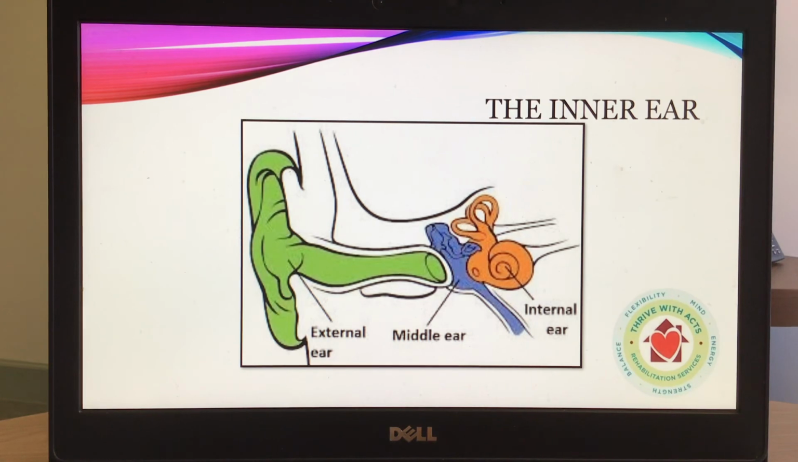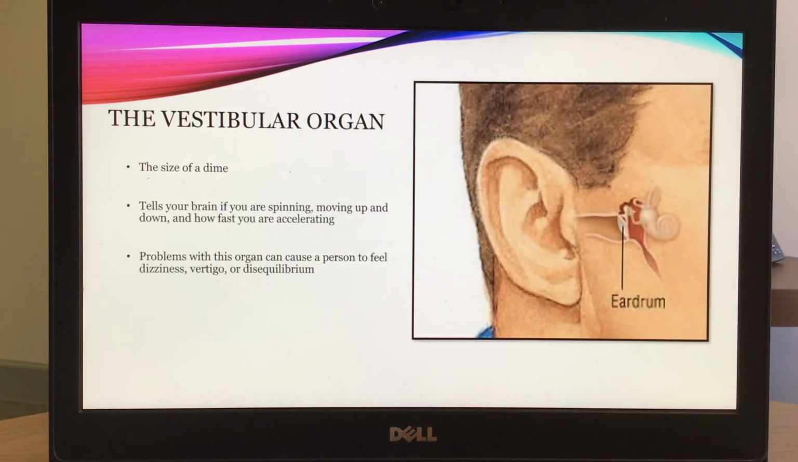What we are talking about today is pictured here in the orange. This is the internal or inner ear. This area is actually part of your brain, and it is housed in the bones of your skull. It is not visible to your doctor when he looks in your ears with the light. Here is another picture of the vestibular organ and where it is located in relationship to your ears.